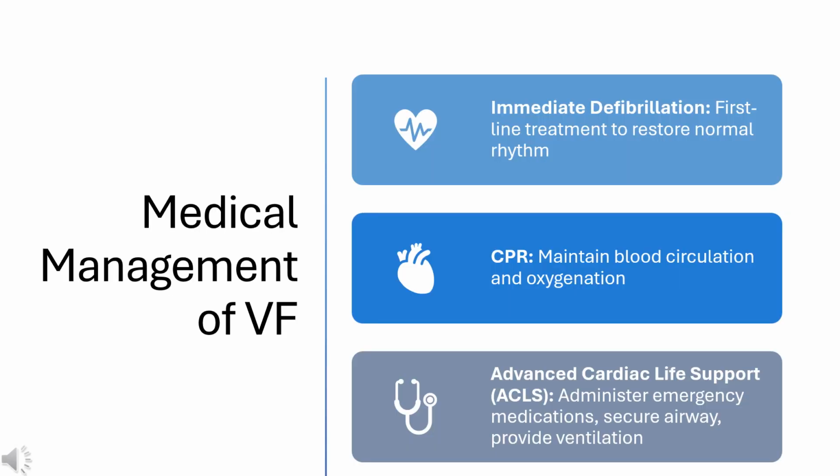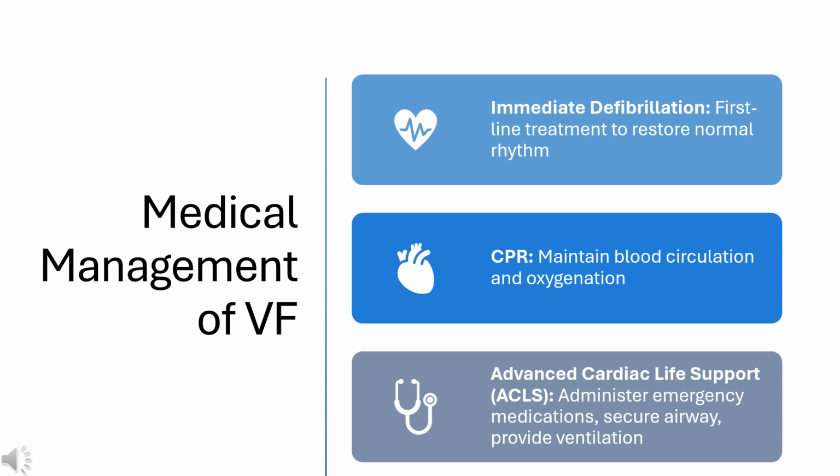Now let's look at the medical management of VFib. Defibrillation is the most critical and effective intervention for VFib. The goal is to deliver an electrical shock to depolarize the heart muscle all at once, stopping the chaotic electrical activity and allowing the heart's natural pacemaker to reestablish a regular rhythm. Use a defibrillator, an automated external defibrillator, an AED.